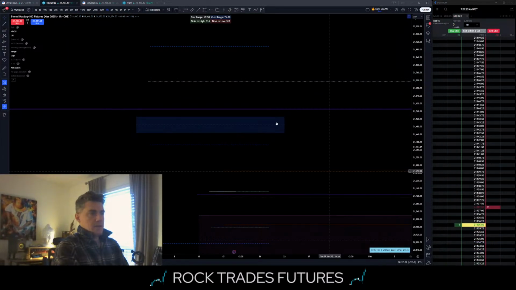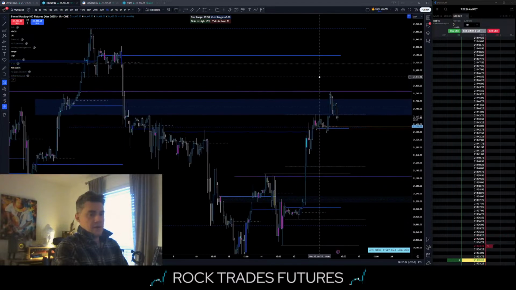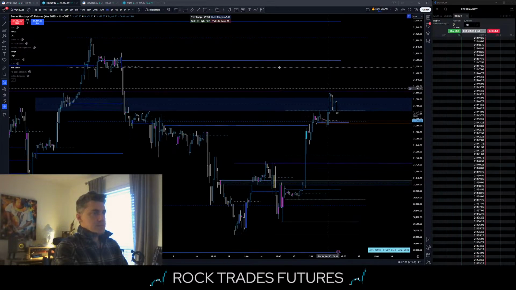Let's look for a bank. Let's look for the bank value area. So it looks like news is fueling the move lower.